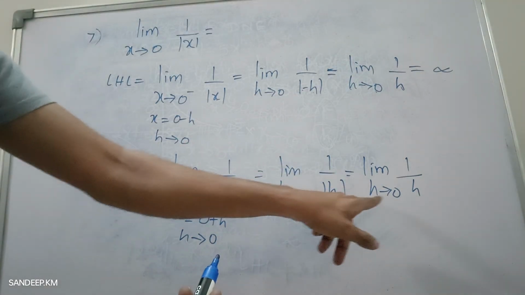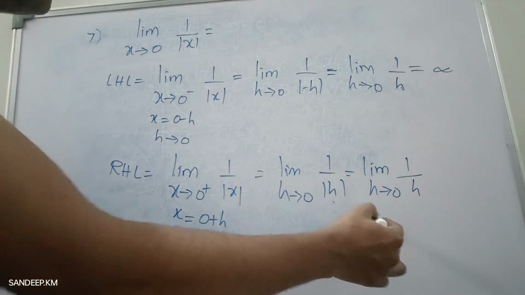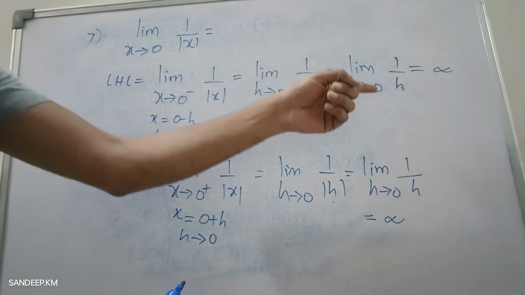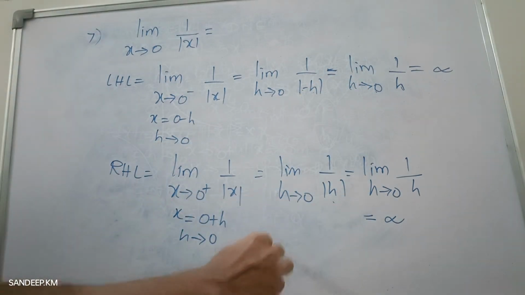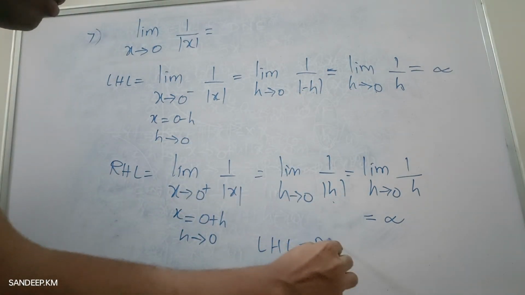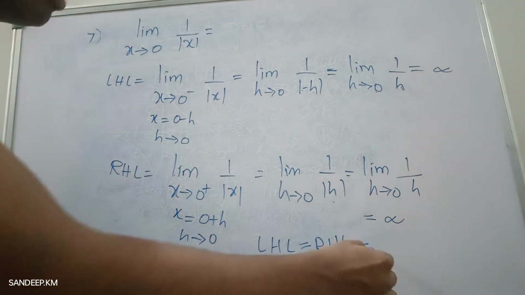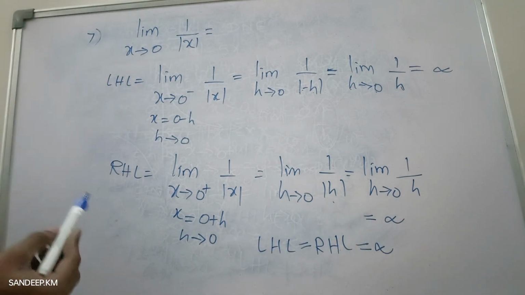Here also h approaches 0, 1 by h approaches infinity. So LHL is plus infinity, RHL is also plus infinity. LHL is equal to RHL, so both are equal to plus infinity. So therefore, what is the answer in this question, dear students?